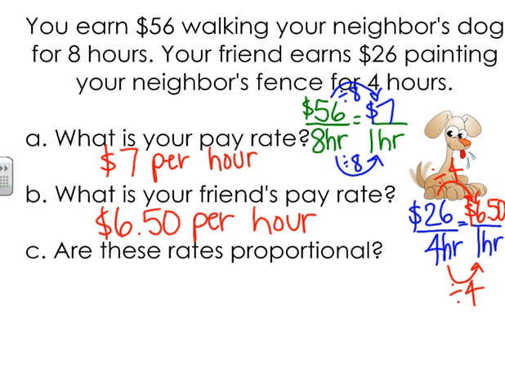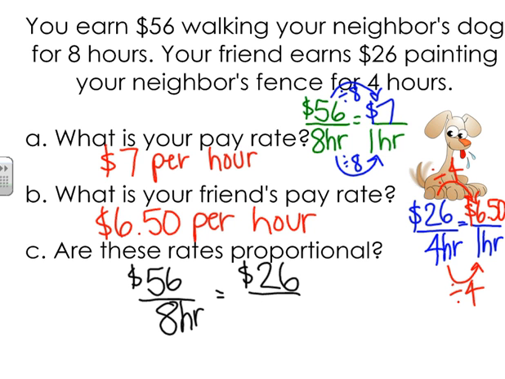And then part C, are these rates proportional? Well, we just simplified them down into unit rates and they are not the same. So we could say no, these rates are not proportional. I'm going to solve it a second way just so you can get used to the cross products. We're going to set up our $56 over 8 hours, and we're going to put that equal to $26 over 4 hours.